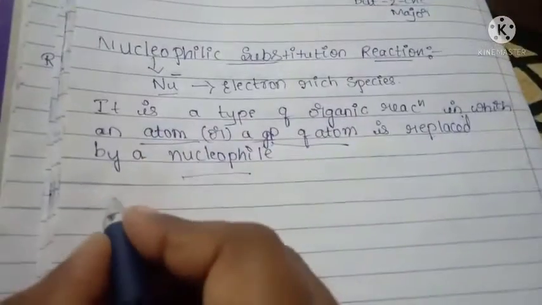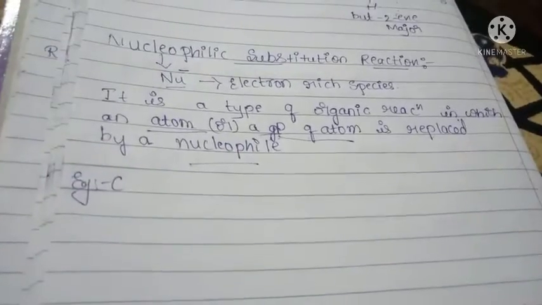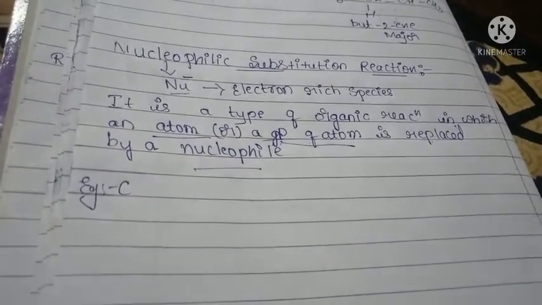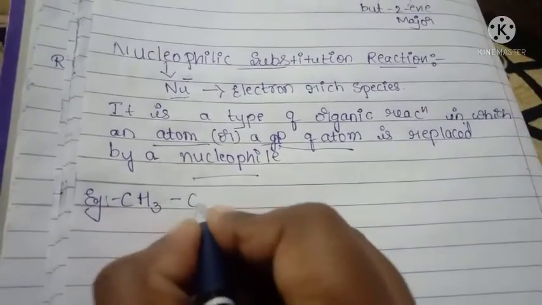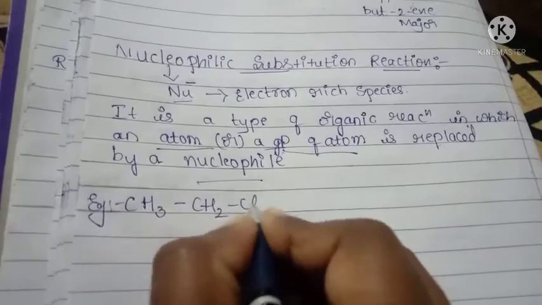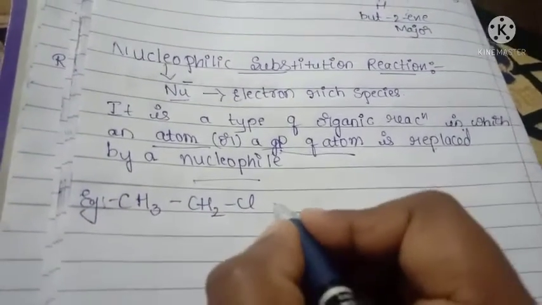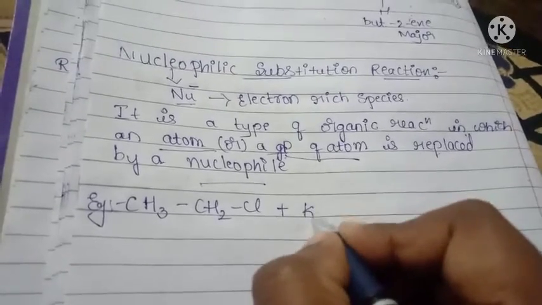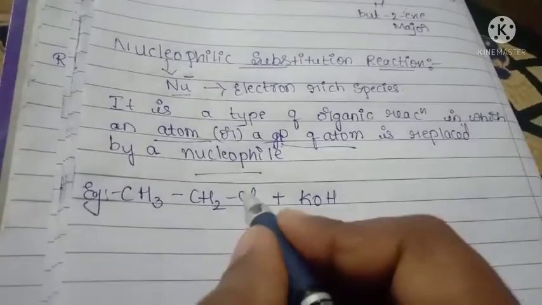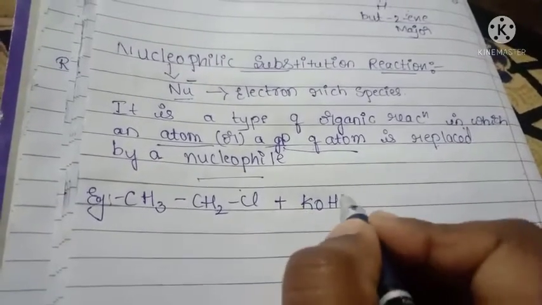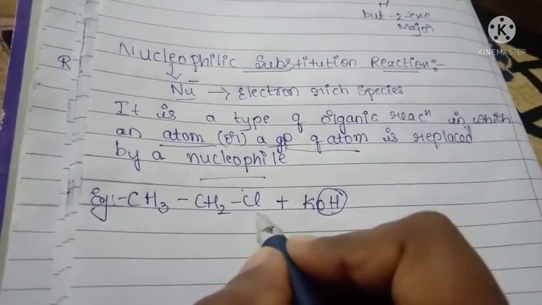For example, I am giving an example of nucleophilic substitution reaction. Here CH3CH2Cl, this is ethyl chloride or chloroethane, plus KOH. KOH is used here. OH is the nucleophile.